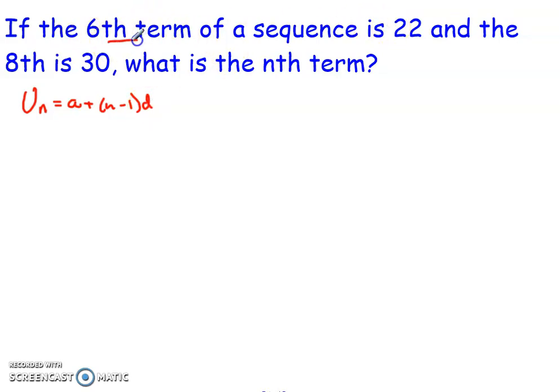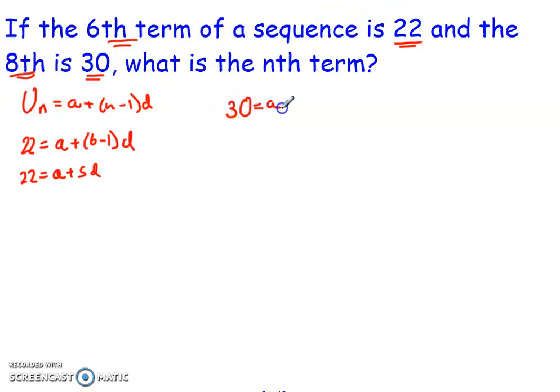So my sixth term here, I know that n is equal to 6, and I know the whole thing is equal to 22. So for the sixth term, 22 is equal to a plus 6 minus 1 times d. So for this one here, I know 22 is equal to a plus 5d. Second term I'm given is the eighth term, which is given by 30. So I know that 30 is equal to a plus 8 take away 1 times d. So from that again I can say that 30 is equal to a plus 7d.